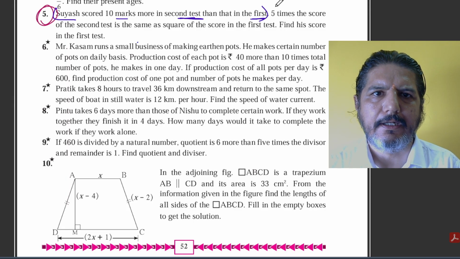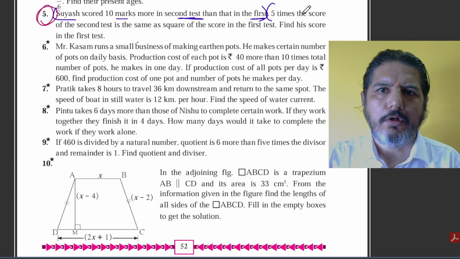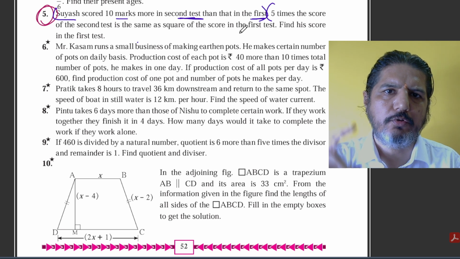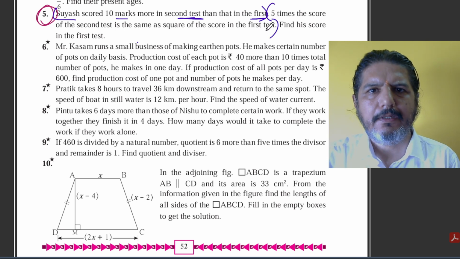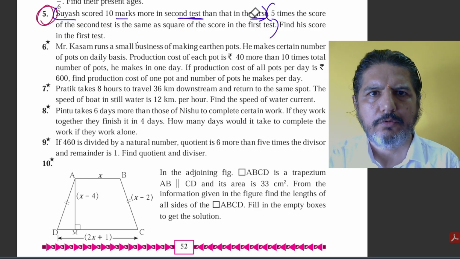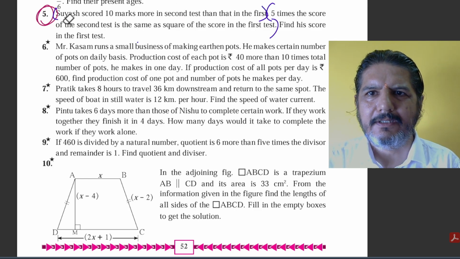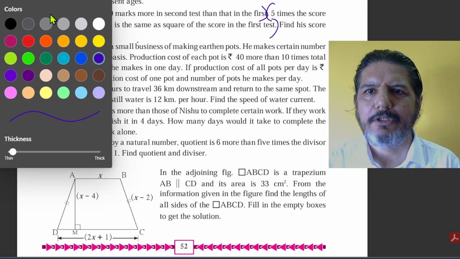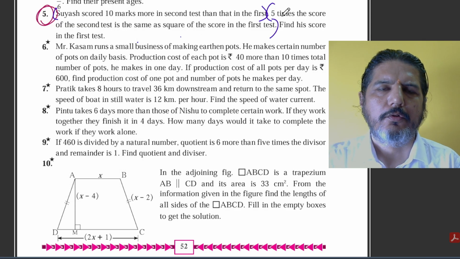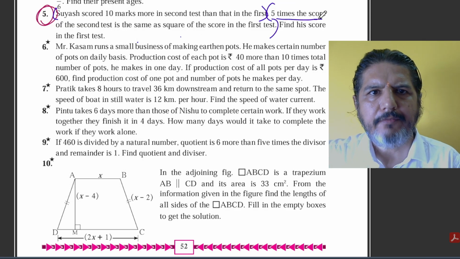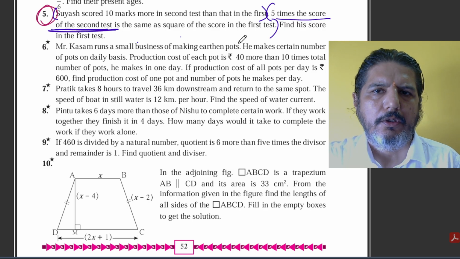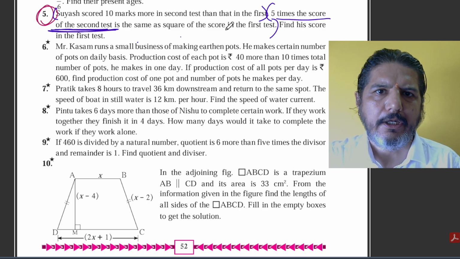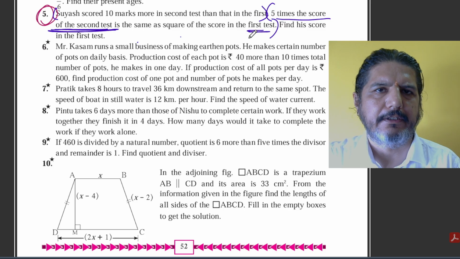Now let's go to the second line. 5 times the score of the second test is same as square of the score in the first test. Now again, this is a line which will confuse a lot of students. So we'll try to understand this as much as we can. So let's go part by part. 5 times the score of the second test is same as square of the score in the first test.